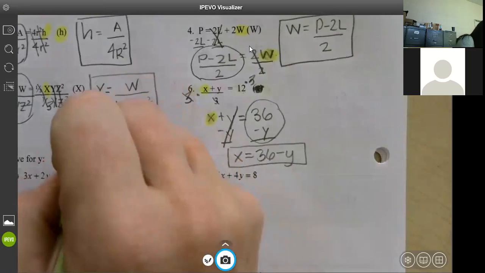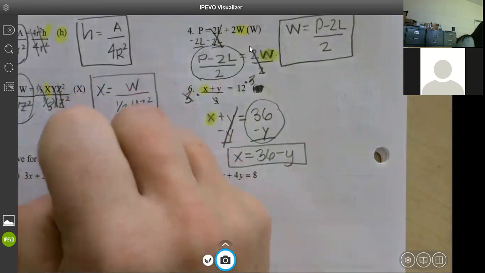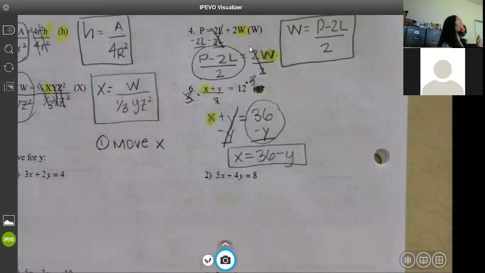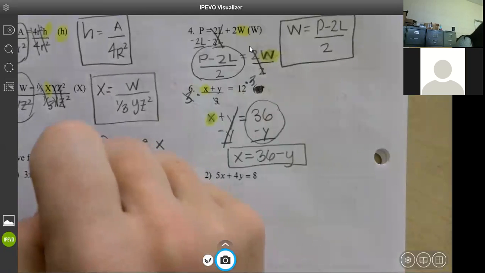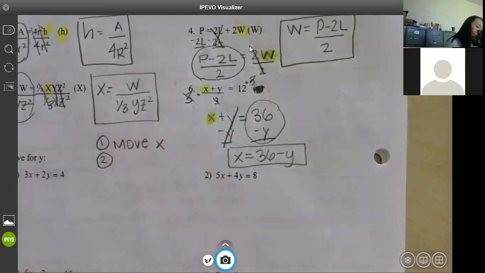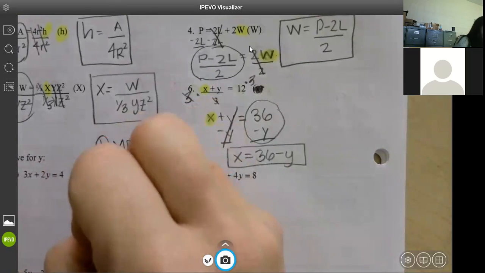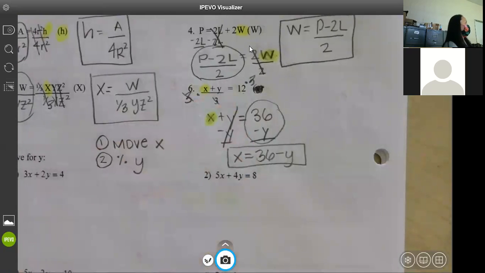Here are your 2 steps. Your first step is move x. That's either add x or subtract x. So whatever that number is with x, you're going to add it or subtract it based on what it's got. So move it. The second thing you're going to do is if there is a number with y, you're going to divide by that number. So I say divide y. Move x, divide y. There's your 2 steps.